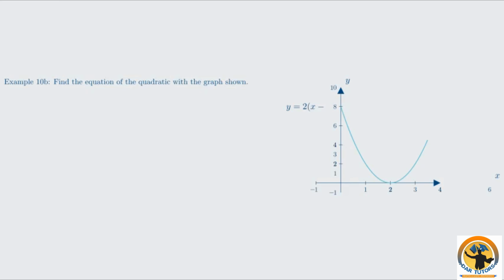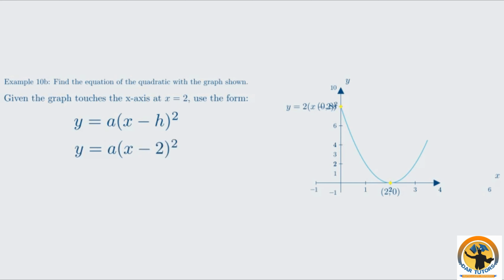Let's consider another type of problem. Our objective is to find the equation of a quadratic when it touches the x-axis at a single point. Here's a graph where the parabola opens upwards and touches the x-axis at the point 2, 0. In this case, since it only touches the x-axis, the completed square form, specifically the version with h squared, is most efficient. We use the form y equals a times the quantity x minus h squared. The vertex is on the x-axis at x equals h. Here h is 2, so our equation becomes y equals a times x minus 2 all squared.